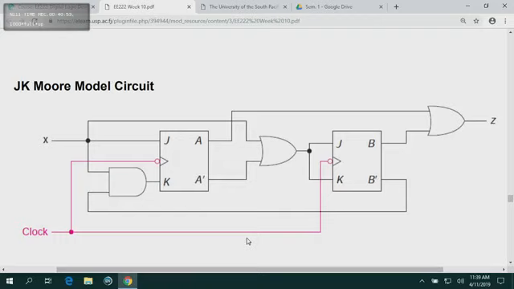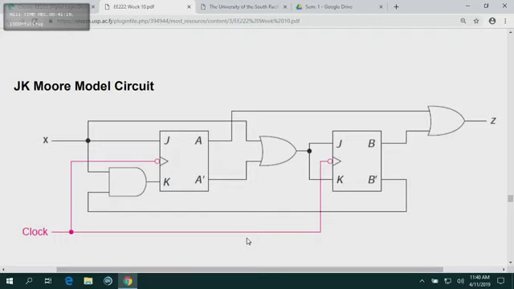Now let's have a look at this circuit here. It's a JK flip-flop. You have two flip-flops, flip-flop A and flip-flop B, same as saying flip-flop 1 and flip-flop 2. Your outputs are Q, which is A, and Q bar, A bar, and B and B bar for flip-flop B.